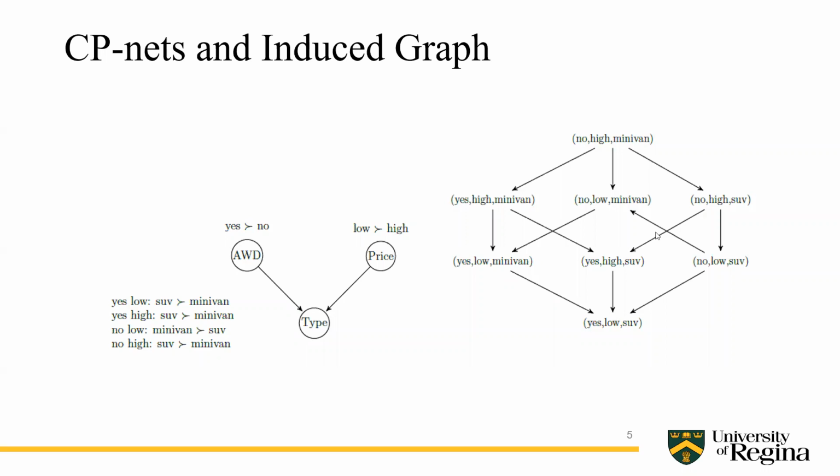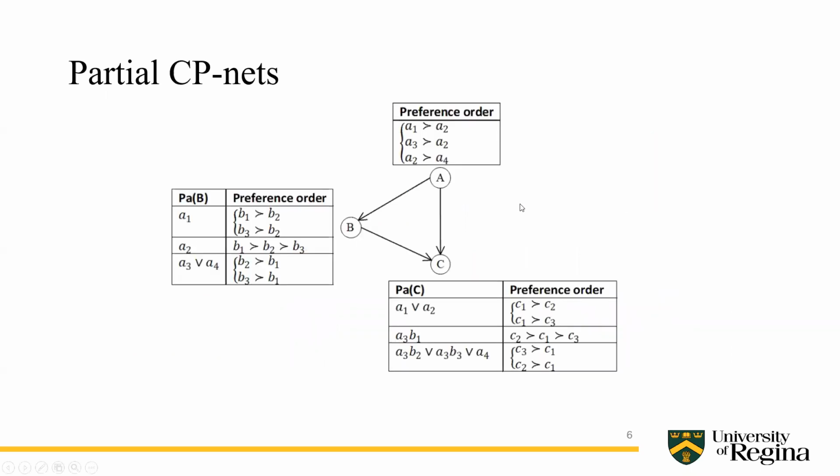So this way we can draw the induced graph from a CPNet. If we place a car in each of these items, we can say which car should be preferred by the user or something like that. Okay, after that, this is another example of a CPNet.